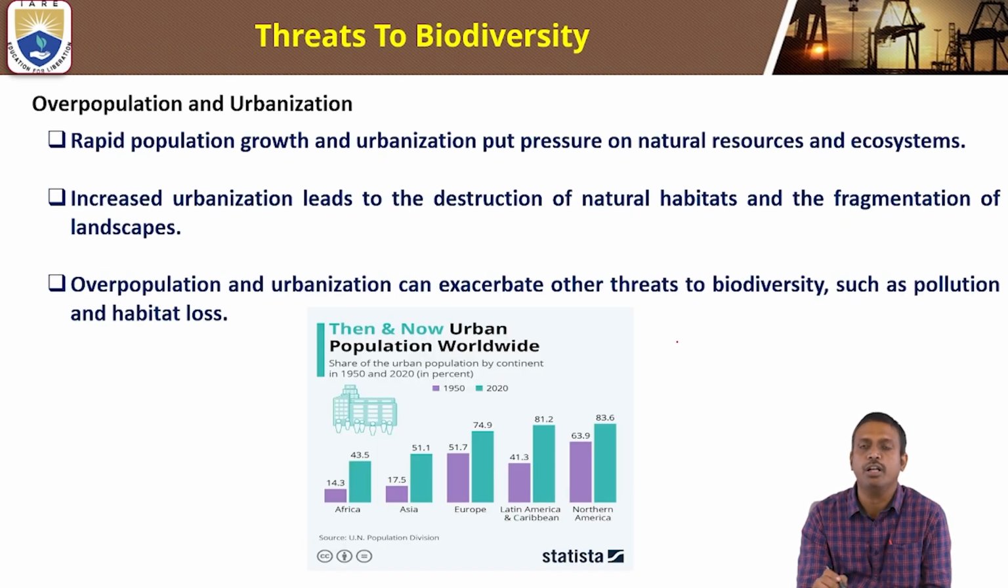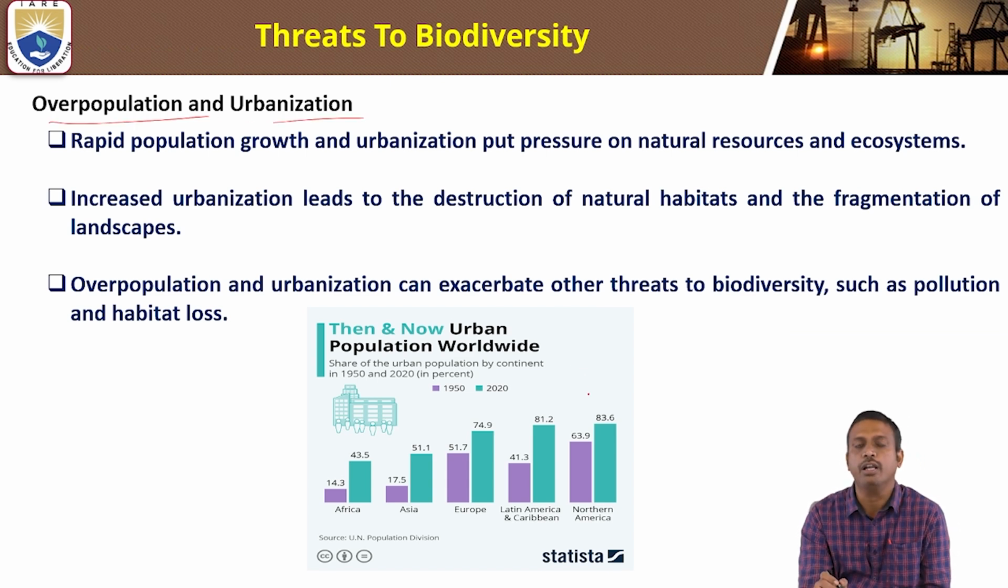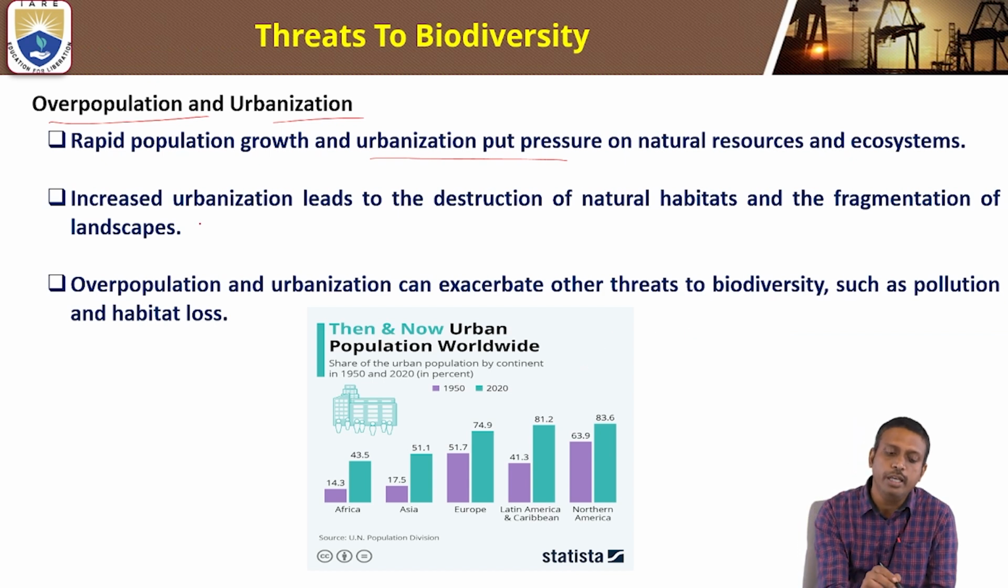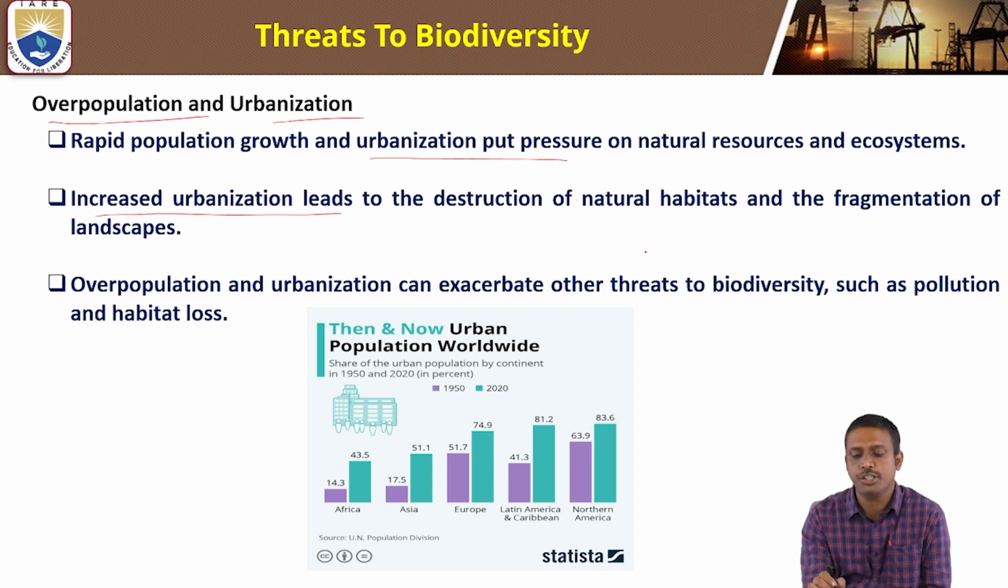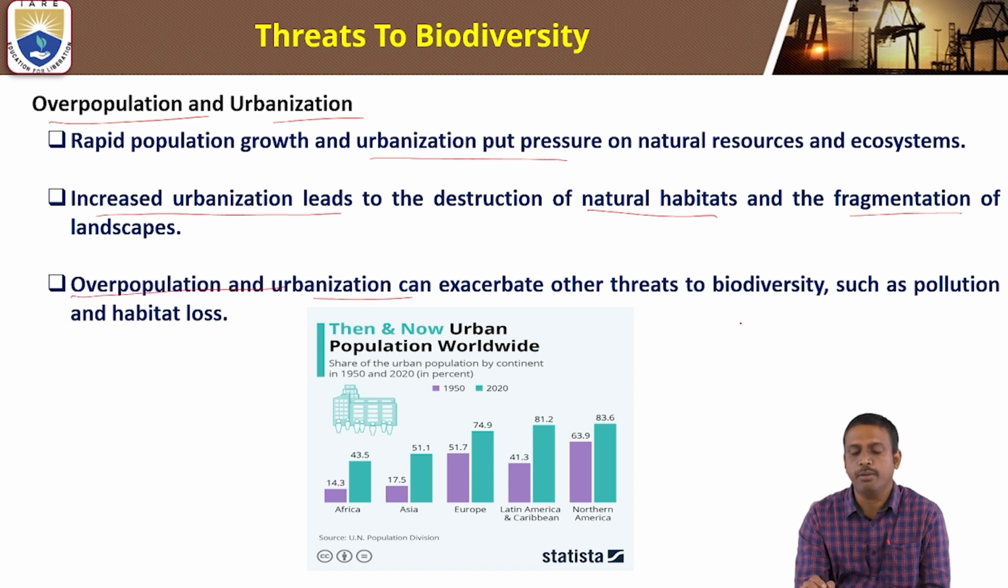Overpopulation and urbanization are also threats to biodiversity. What is overpopulation? What is urbanization? Rapid population growth and urbanization put pressure on natural resources and ecosystems. Increased urbanization leads to the destruction of natural habitats and fragmentation of landscapes. Overpopulation and urbanization can also lead to other threats to biodiversity, such as pollution and habitat loss.